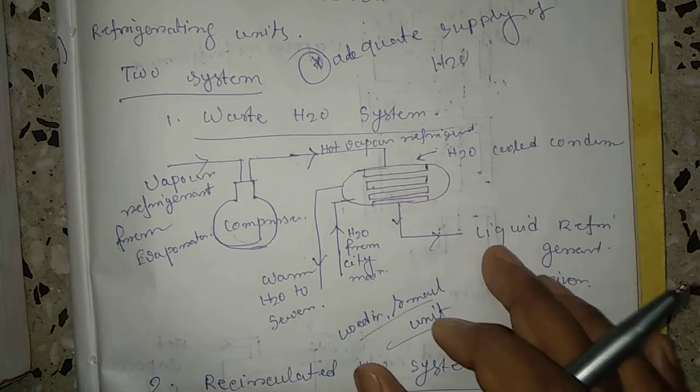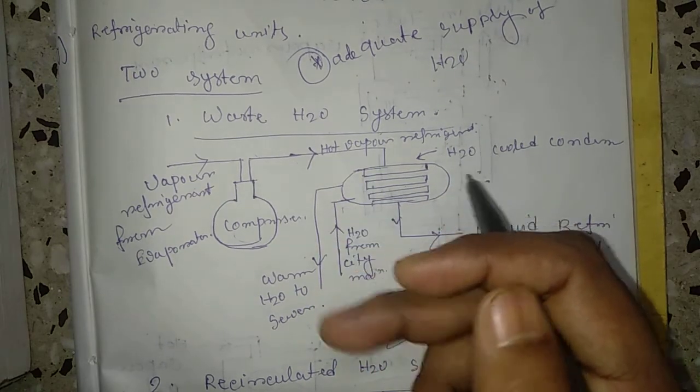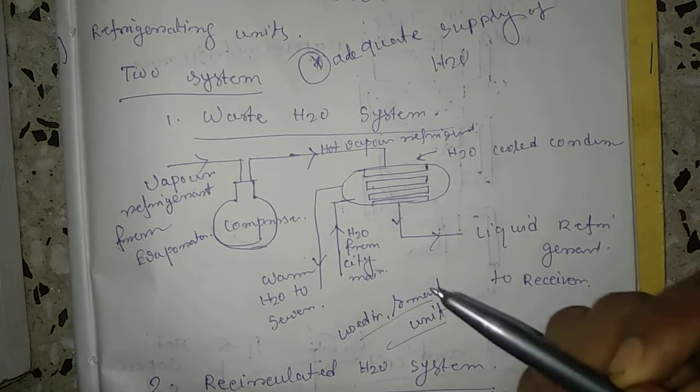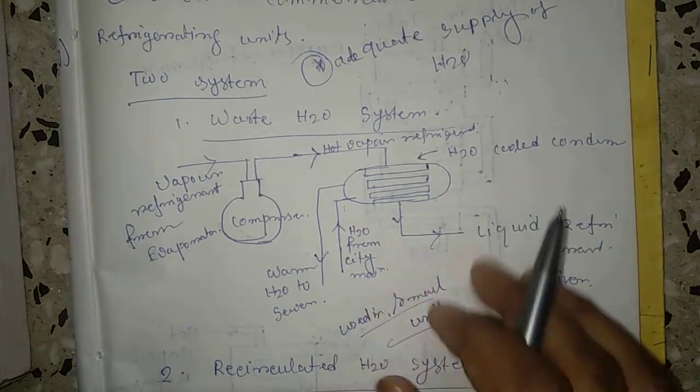So this is the important point on which the water cooled condenser works. This is the system in which the condenser can be cooled.